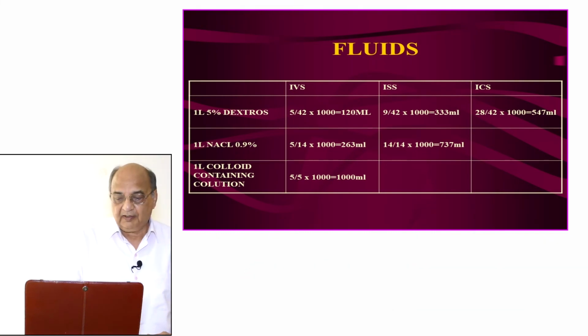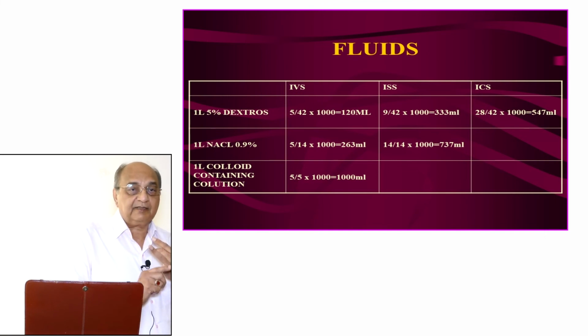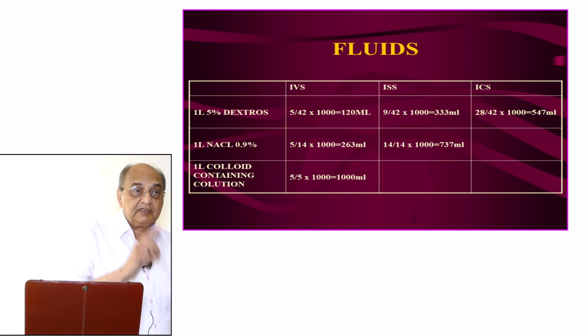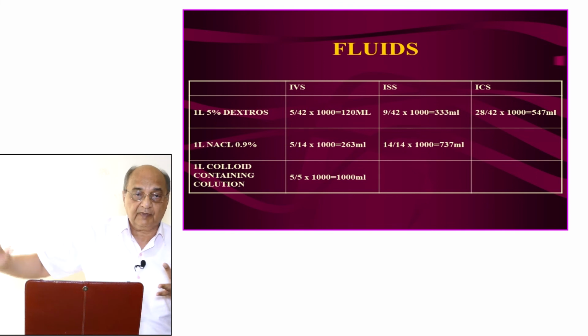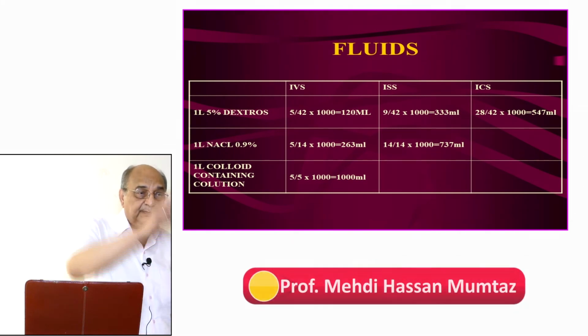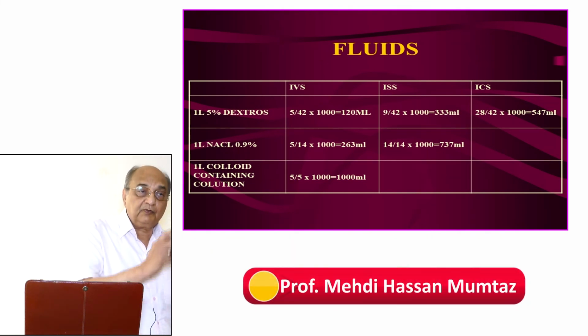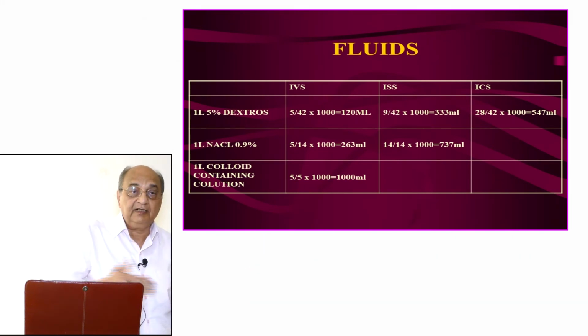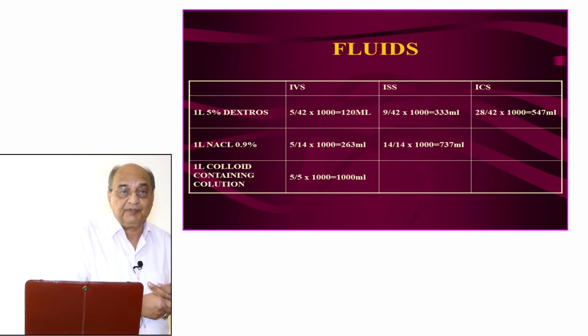Now, if you look at the 5% extra water, it does not have colloid activity. It does not have sodium, so there is no contribution to osmolality. It means its volume distribution is the intravascular compartment, interstitial compartment, and intracellular compartment. All 42 liters of water is the volume of distribution. Now, plasma has 5 liters out of 42 liters.